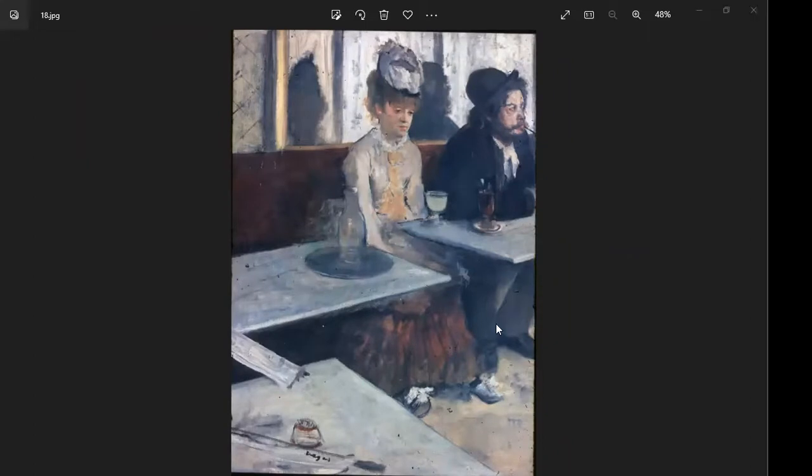Welcome. We're on the second must-know slide now from today's list, finishing up with Impressionism.